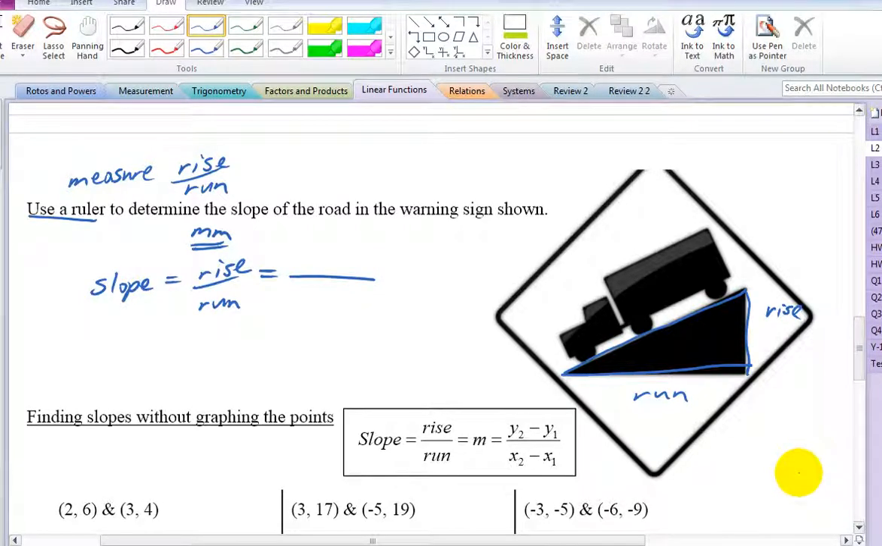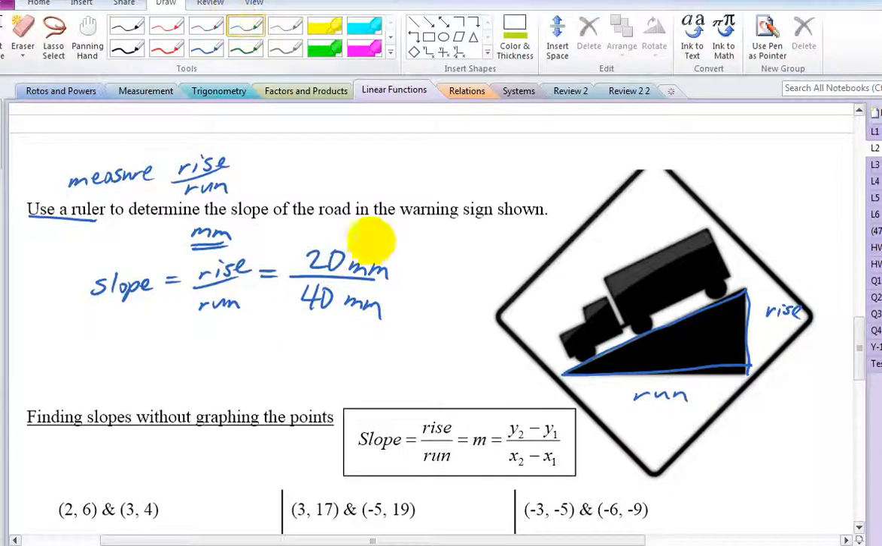How much is the rise? 20? How many millimeters? Who measured it? Yes, Damji? 21? I think it's 20, isn't it? Double check. Is it 20 or 21? 20. I think it's 20. Double check, okay? What's the run? 40?